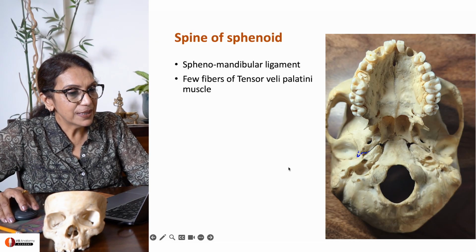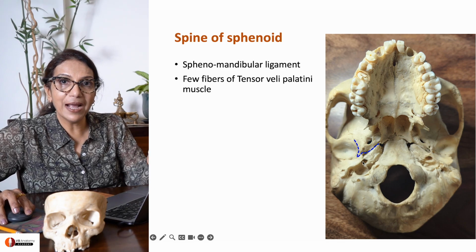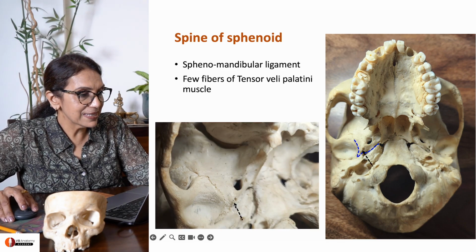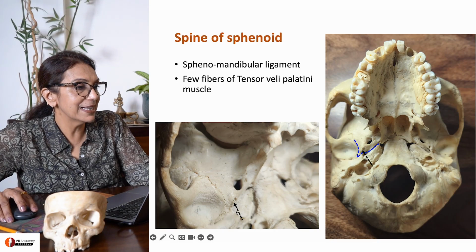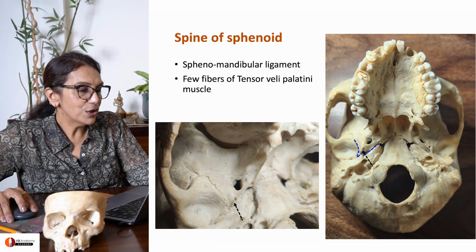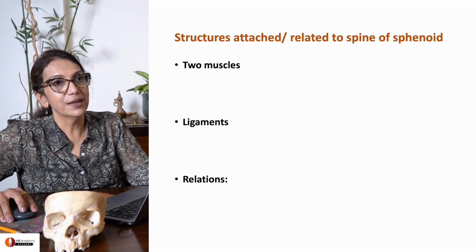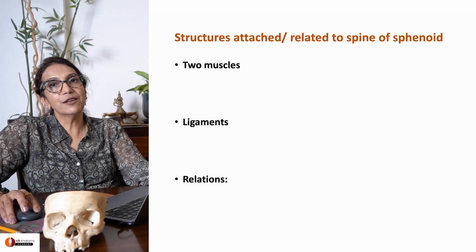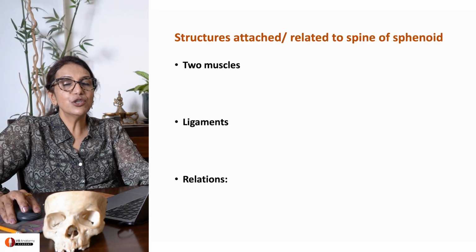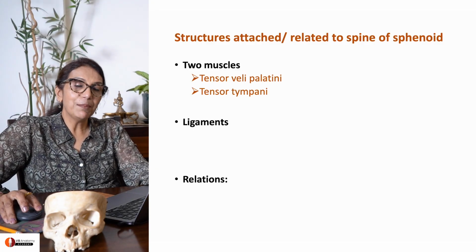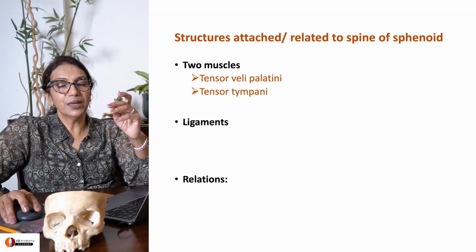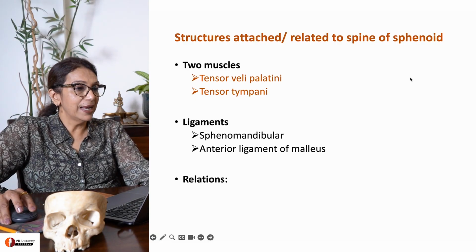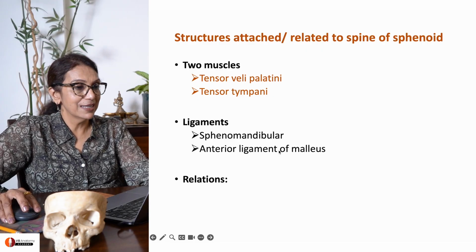Right. Coming further to this little point at the back, which shows you the spine of sphenoid. See, look at this. This is the spine of sphenoid. You can see it very nicely in the second zoomed in area. What should you know about the spine of sphenoid? Spine of sphenoid gives attachment to two muscles, two ligaments, and is related to two other structures. Which two muscles? Tensor veli palatini, tensor tympani. Both are tensors. Which two ligaments? Sphenomandibular and anterior ligament of malleus.